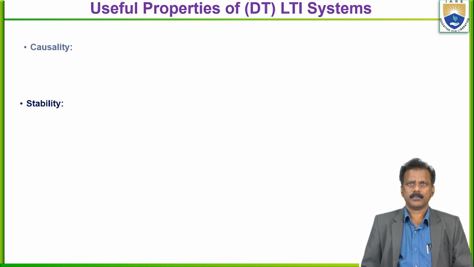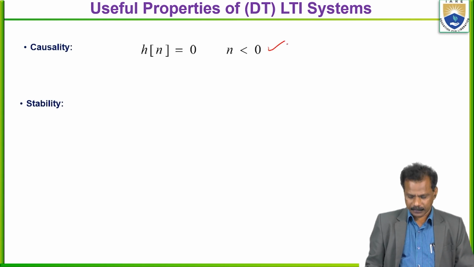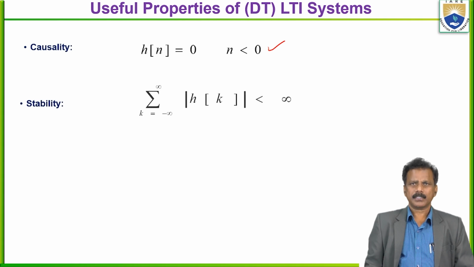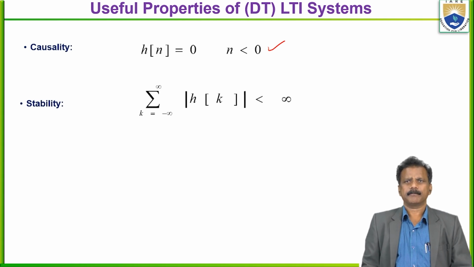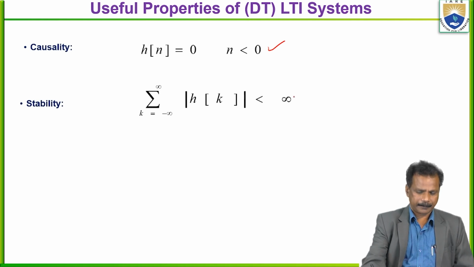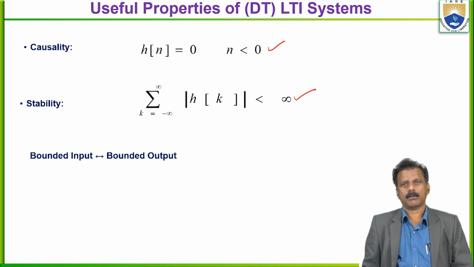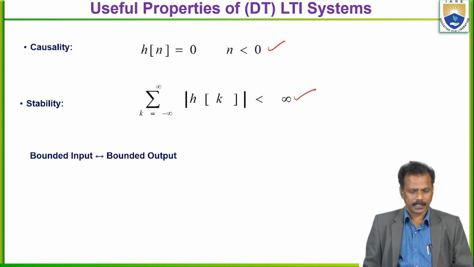Now coming to the useful properties of discrete time linear time invariant systems. The popular properties are causality and stability. If it is causal, h of n is equal to 0 for n less than 0. Coming to stability, the summation k equal to minus infinity to plus infinity of mod h of k is less than infinity. Here, bounded input gives bounded output.